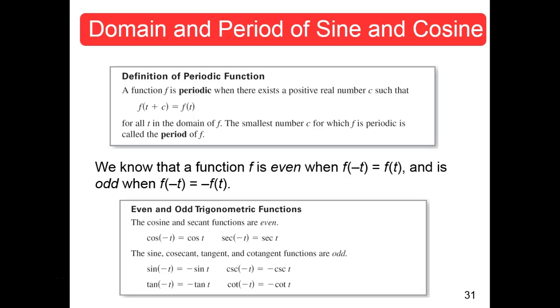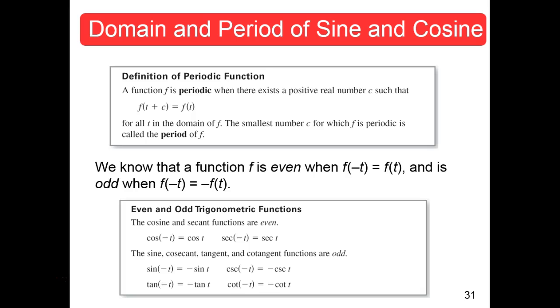Definition of periodic functions: anytime a function evaluated at some value plus a constant always has the same value as the function at the value before you added the constant, for all the t's in the domain, that means this function is going to repeat itself and repeat itself. That means it's a periodic function. The smallest of those c's for which that's true is called the period of that function.